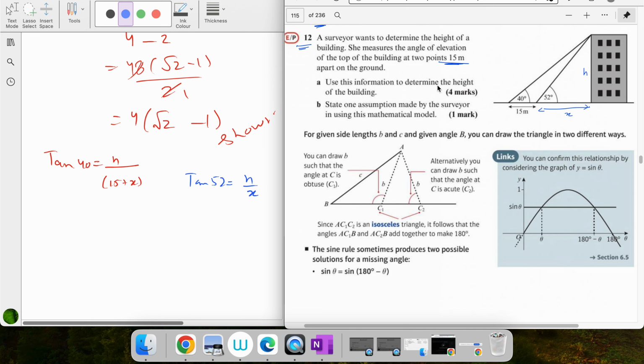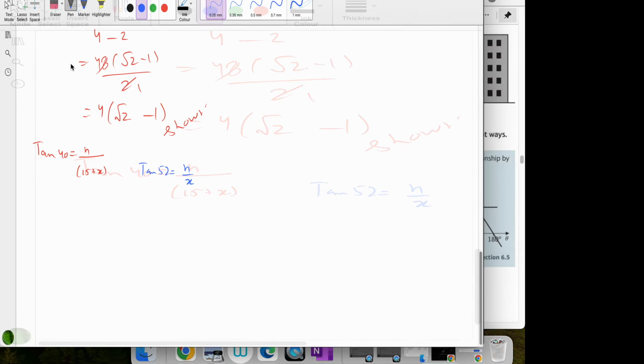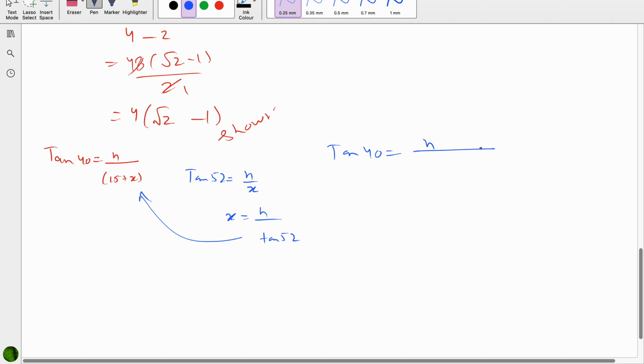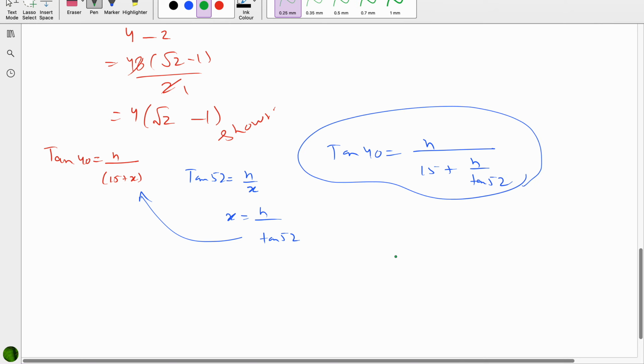We have to determine the height, so we can use these two equations to solve for h or for x. If I replace this x, that would be h over tan 52. Substituting on the other side, tan 40 is equal to h over 15 plus h by tan 52. So the only unknown in this equation now is h.